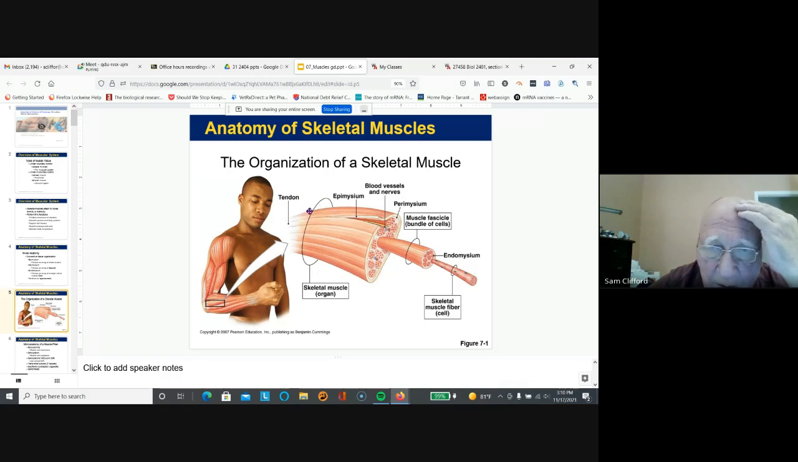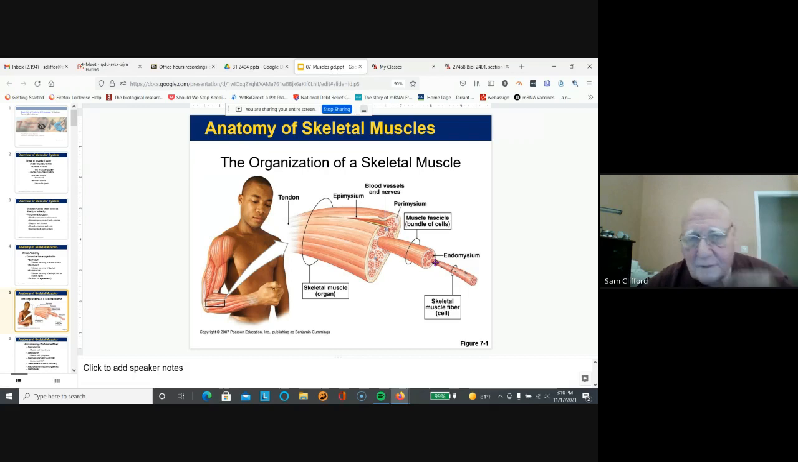One muscle is surrounded by epimysium. That means upon the muscle. The skeletal muscle organ is connected to a tendon. A muscle is a bundle of fascicles. A fascicle is a bundle of muscle cells. So the fascicles are surrounded by perimysium, and the muscle fibers are surrounded by endomysium.